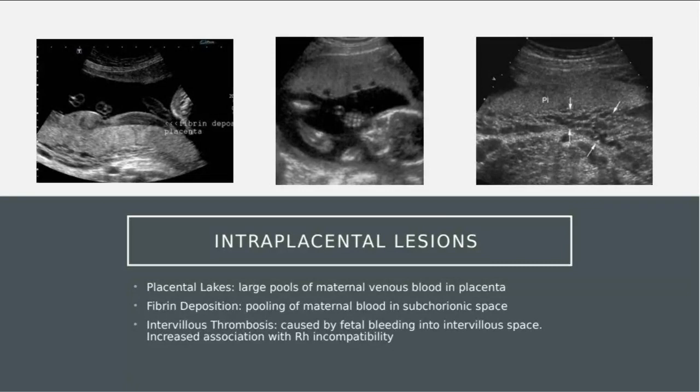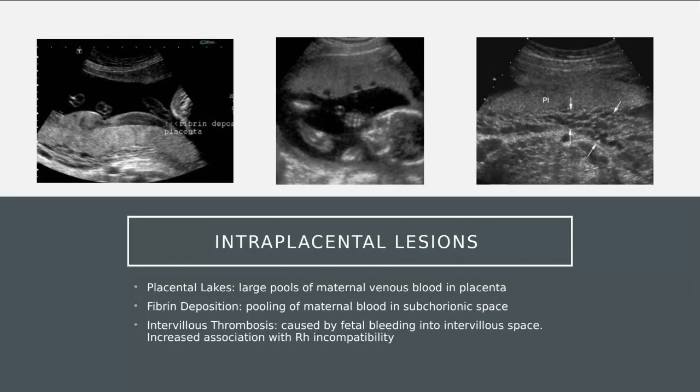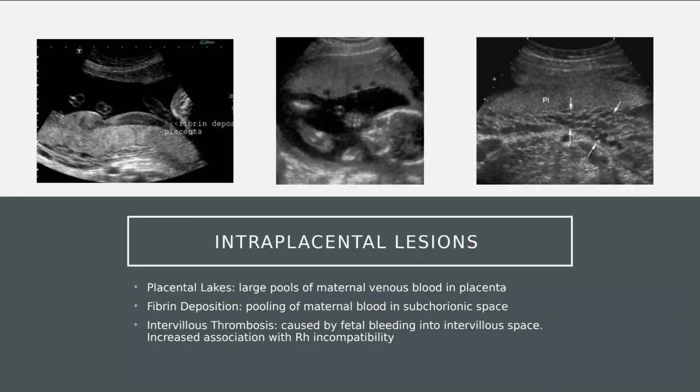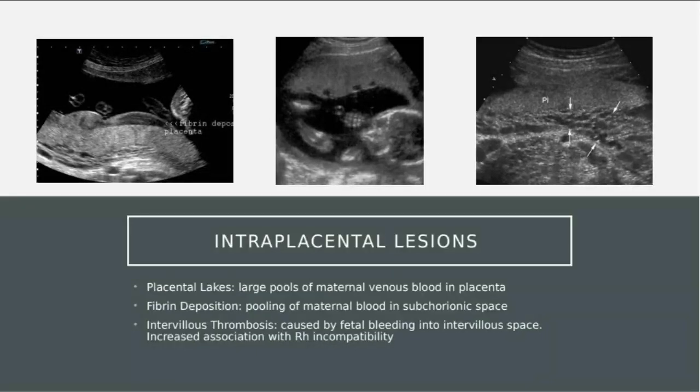You can also see fibrin deposits. This is going to be the same thing, pooling of blood in the subchorionic spaces. So depending on where it is located, we'll be able to differentiate what type of collection this is. And then our intervillous thrombus, where we basically have a blood clot in those intervillous spaces, and that's going to be a common sign of that RH incompatibility. So top left, we have our fibrin deposit.